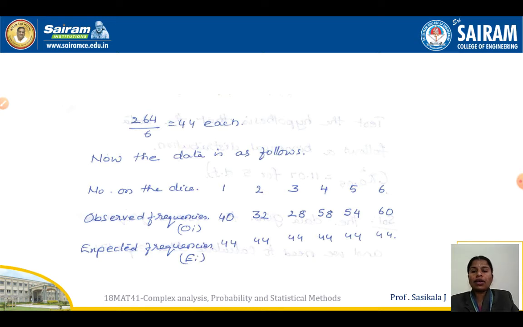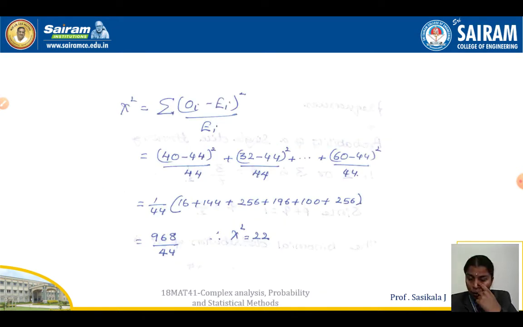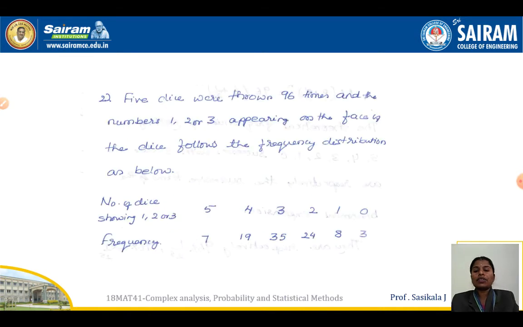So, now the data: the faces of the dice 1, 2, 3, 4, 5, 6. The observed frequencies Oi are 40, 32, 28, 58, 54, 60. The expected frequencies, which you have already calculated, are 44 for each. Now calculate your chi-square. Chi-square is equal to summation of (Oi minus Ei) the whole square by Ei. Substitute, and you will get a chi-squared value of 22. Clear? That is what the question asked to calculate.